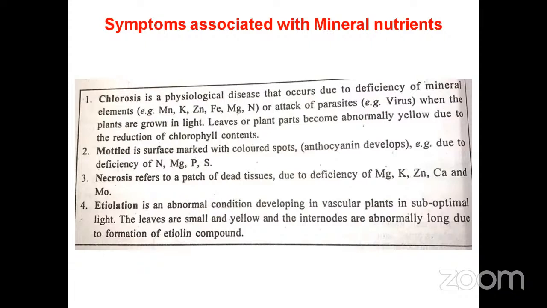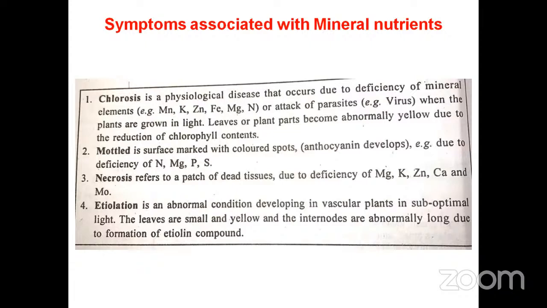So next is mottled. Mottled is a surface mark of colored spots. Due to deficiency of nitrogen, magnesium, phosphorus, sulfur, there is reddening, or we can say there are colored spots present like pink and purple pigmentation. So that symptom is called the mottled symptom.